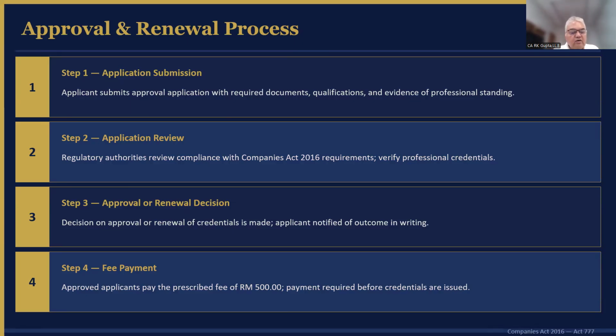Step 3 is the approval or renewal decision. A decision on approval or renewal of credentials is made and the applicant is notified of the outcome in writing. Step 4 is fees payment. Approved applicants pay the prescribed fee of 500 ringgit, and payment is required before credentials are issued.